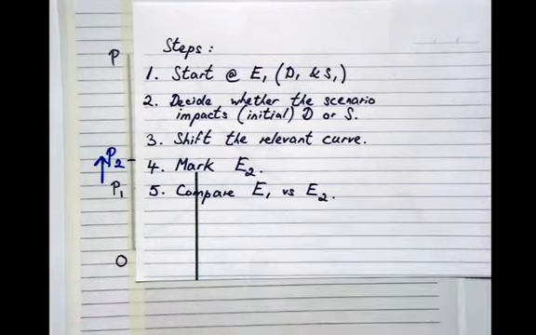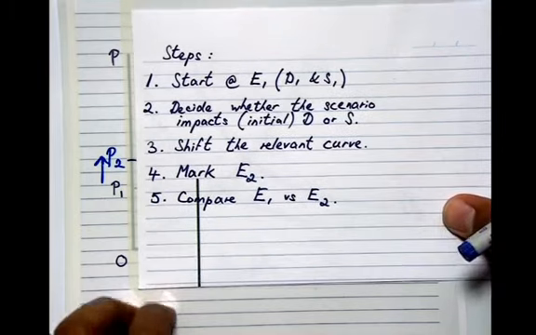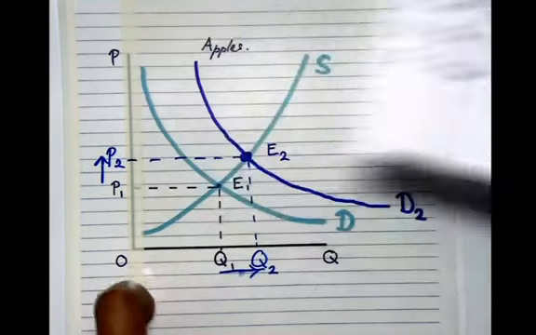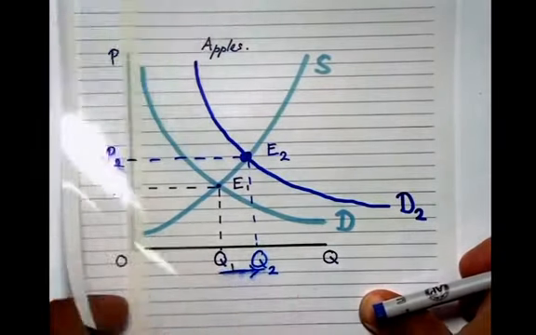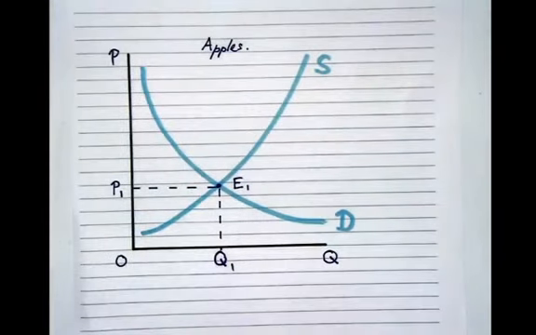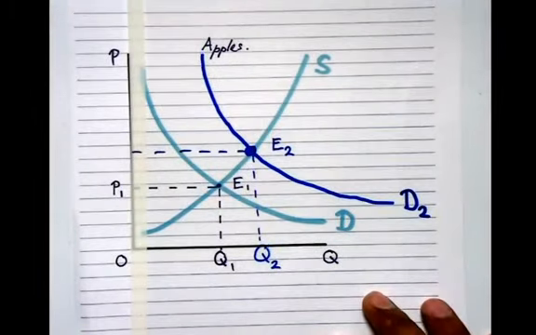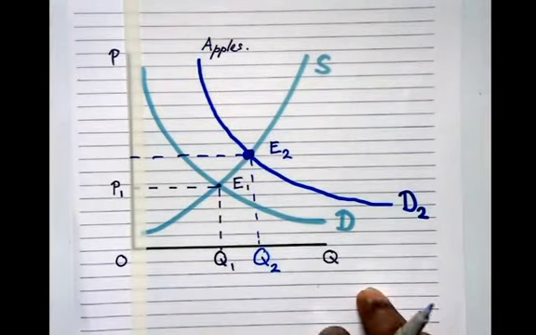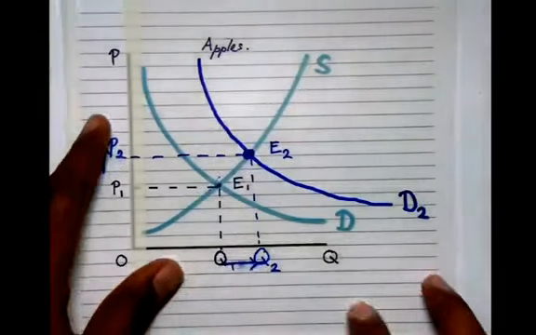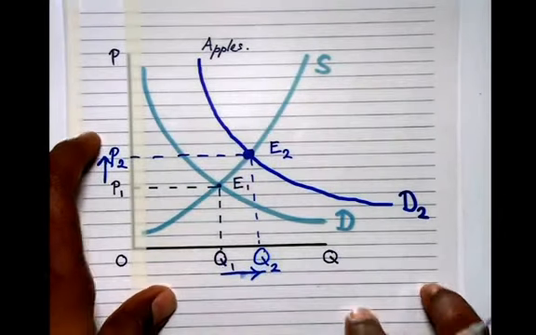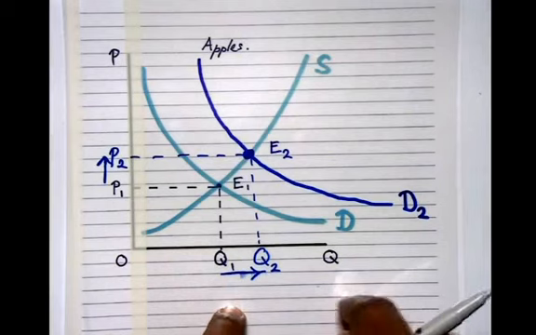So that would be the step-by-step approach for attempting any sort of example or question on demand and supply. You start with the initial equilibrium. You look at what's given to you and decide which curve is going to shift. In this case, it's demand. You shift the appropriate curve. You mark the new equilibrium, and after doing that, you see what has happened to the equilibrium price and what has happened to the equilibrium quantity.